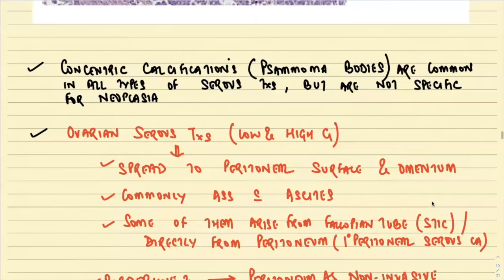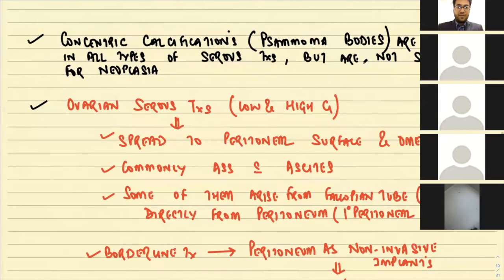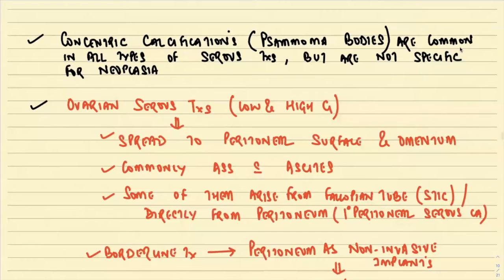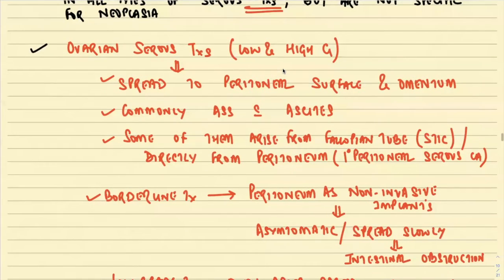Now, some general features of the serous tumors of the ovary. What are the general features? You will see concentric calcifications, also called psammoma bodies, which are common in all types of serous tumors, but they are not specific for serous tumor. Now, ovarian serous tumor, whether low grade or high grade, can spread to the peritoneal surface. They can spread via the peritoneum and the omentum, and they can show widespread spreading.